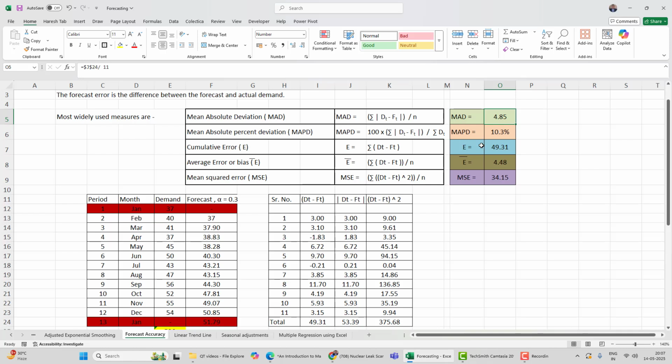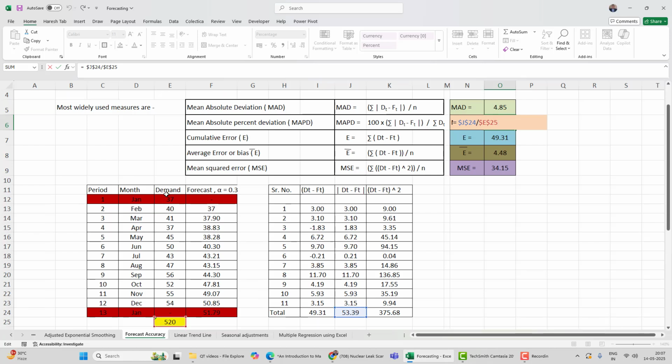For the mean absolute percentage deviation, we divide the total of the absolute differences by the total demand. If you see here, we are going to use these 11 pairs only. So with the total of these 11, we divide 53.39 by 520 and multiply by 100, and you will get the mean absolute percentage deviation.